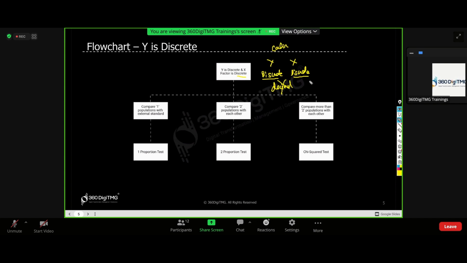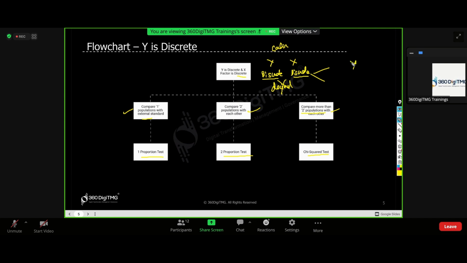Let's say one car, one laptop, right? Many other examples we do have. So these are the discrete data or the categories, right? Male, female, and all. So when y and x both are this, what we do is compare one population with an external standard, two populations with each other, and more than two populations with each other. So you will have a proportion test, two proportion test, and chi-square test, however you want to pronounce it.